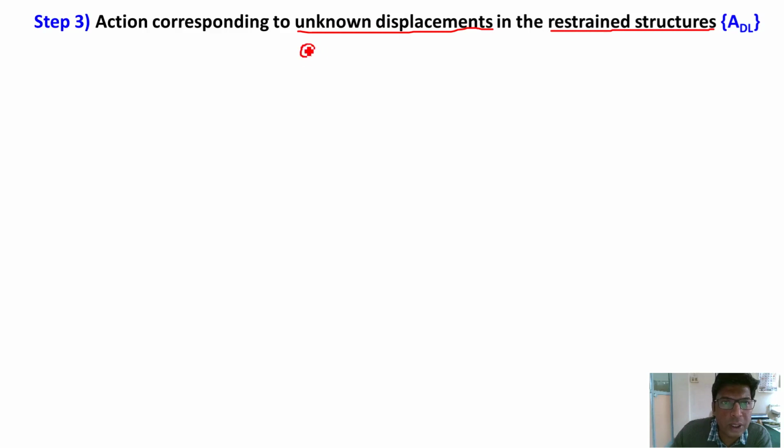First unknown displacement is theta b. Corresponding action is moment at b. Second unknown displacement is theta c. Corresponding action is moment at c. And third unknown displacement is delta b. Corresponding action is reaction at b. Horizontal reaction at b.